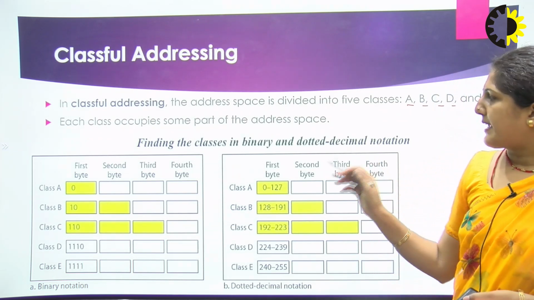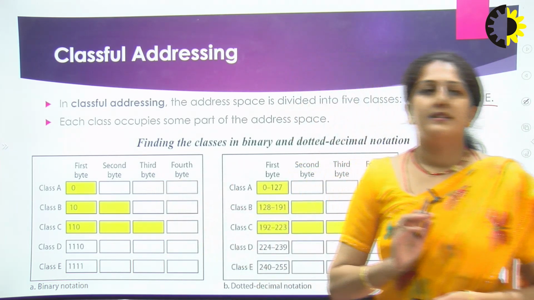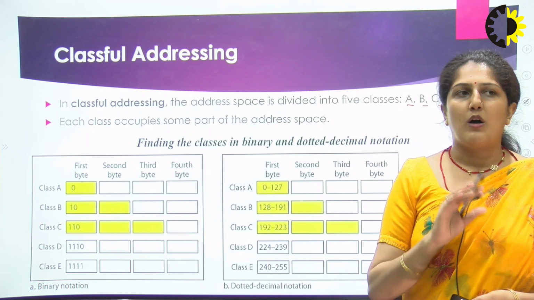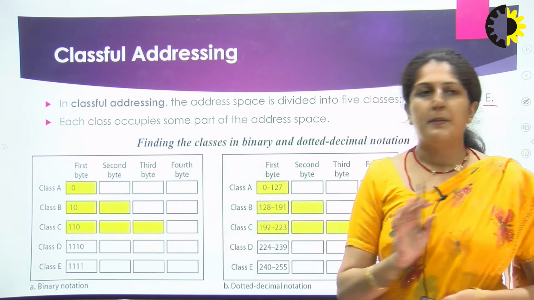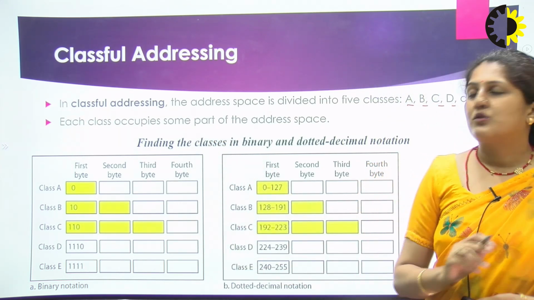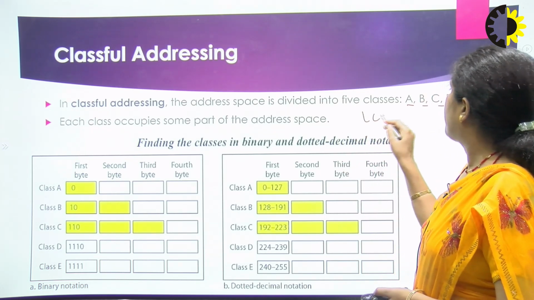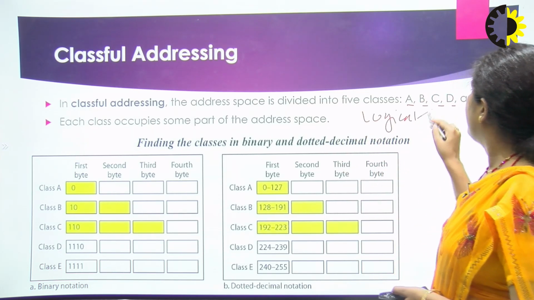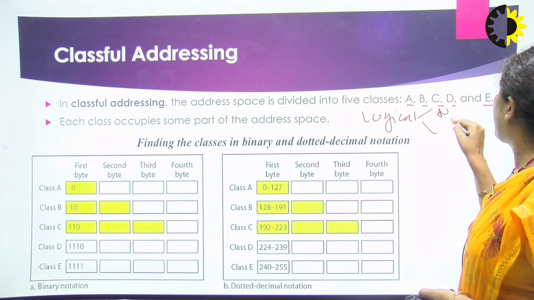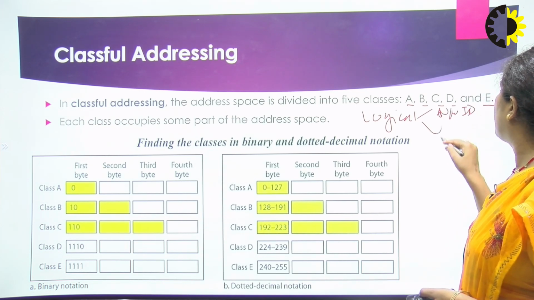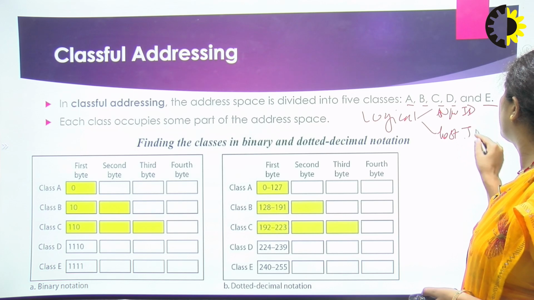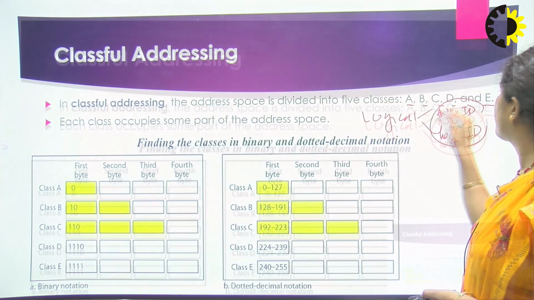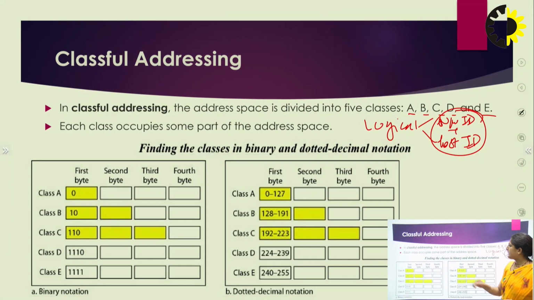So in class A, as you know, it is of 32 bits. In all classes we will be making the 4 octets. The logical address contains a network ID and a host ID. It is a combination of both.